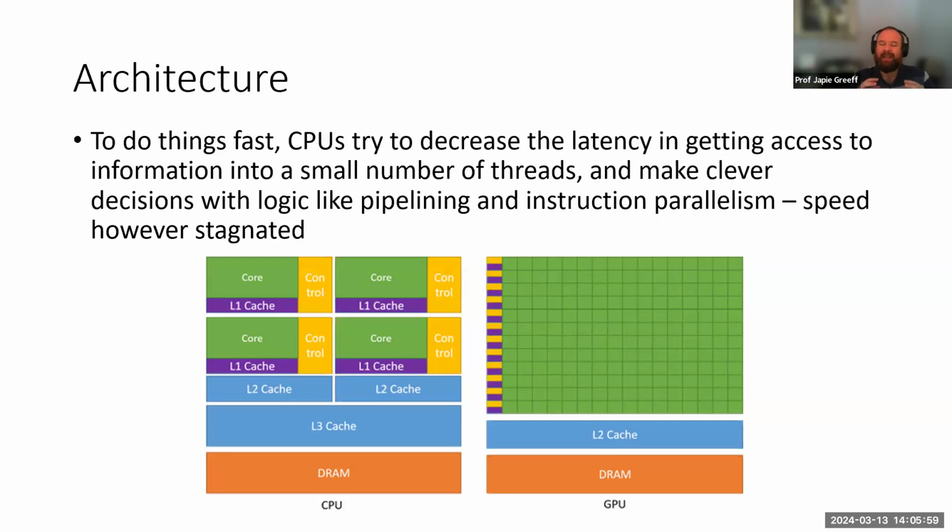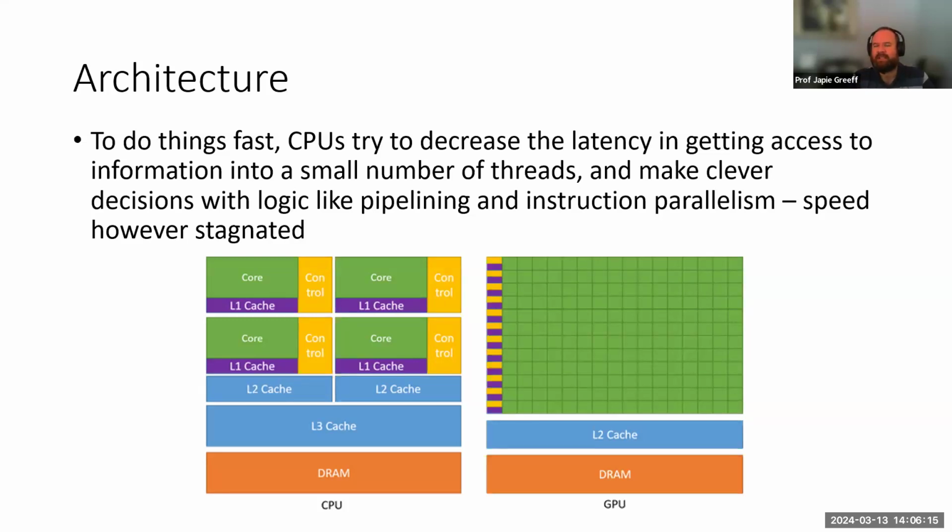But as we saw in the last lesson, the speed at which the clocks can run has kind of stagnated. So we really can't run the transistors faster than what we are currently running them at with the current technology.